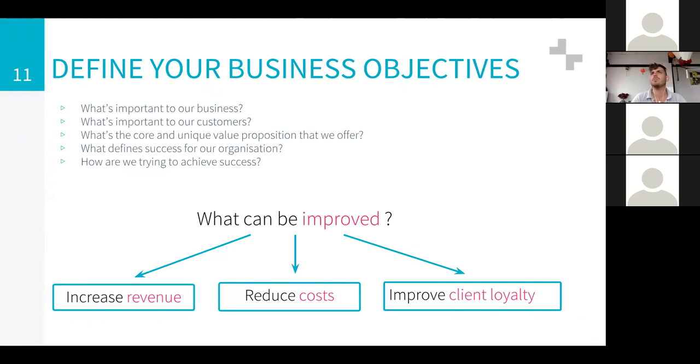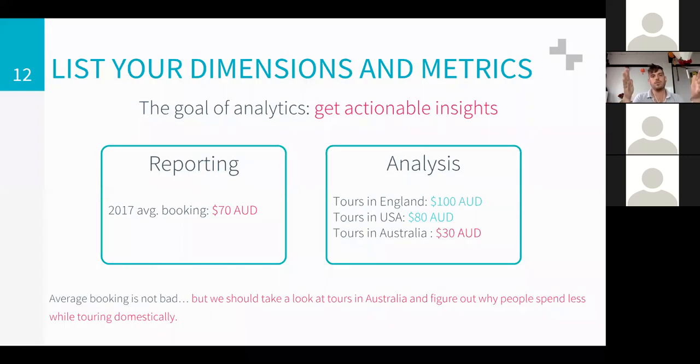With all the accounts I've been working on, most of the business objectives can be reduced to those 3: I want to increase the revenue, reduce the cost, or improve my client loyalty. You may have more, but those 3 are already covering a lot. And then once you have that, you need to find out which metrics and which dimensions are important, and that will enable you to get actionable insights.